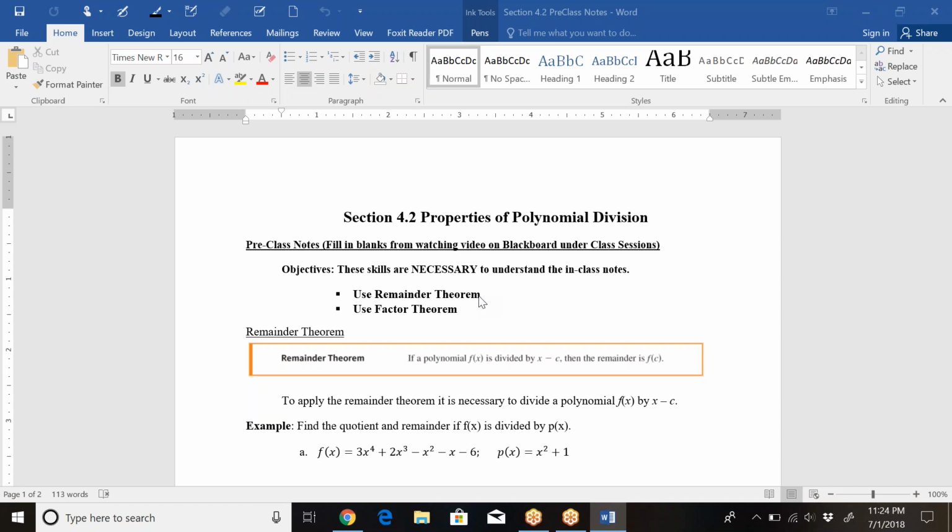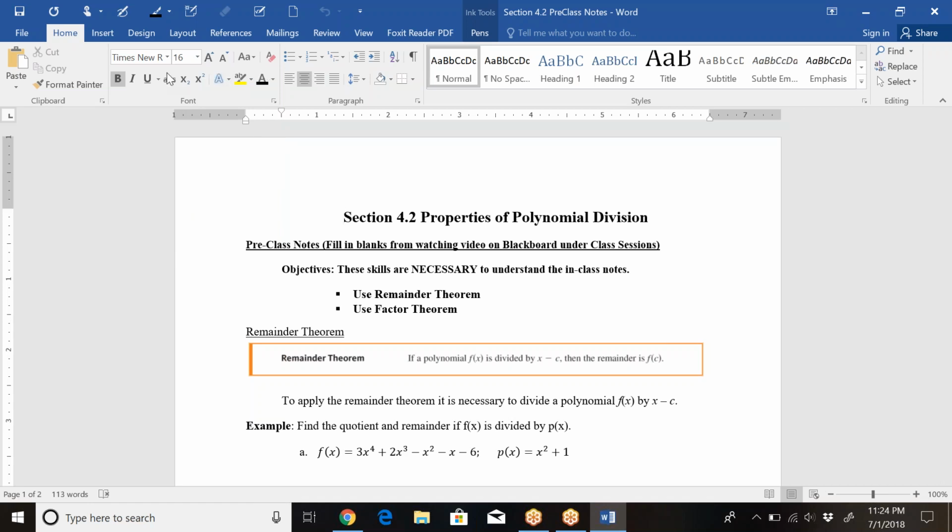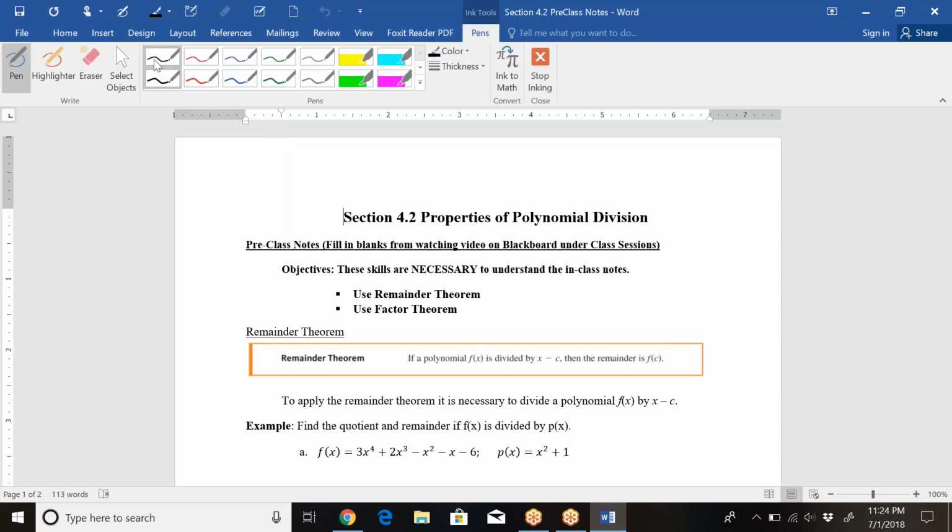In other words, if you don't really care about how many times it goes into it, in other words, the quotient, if you just want to know what the remainder is, then you can plug in the 0 that goes with that factor of x minus c. Now, what I mean by that is if x minus c is a factor of something, if you set that equal to 0, then x equals c is what we call the 0.